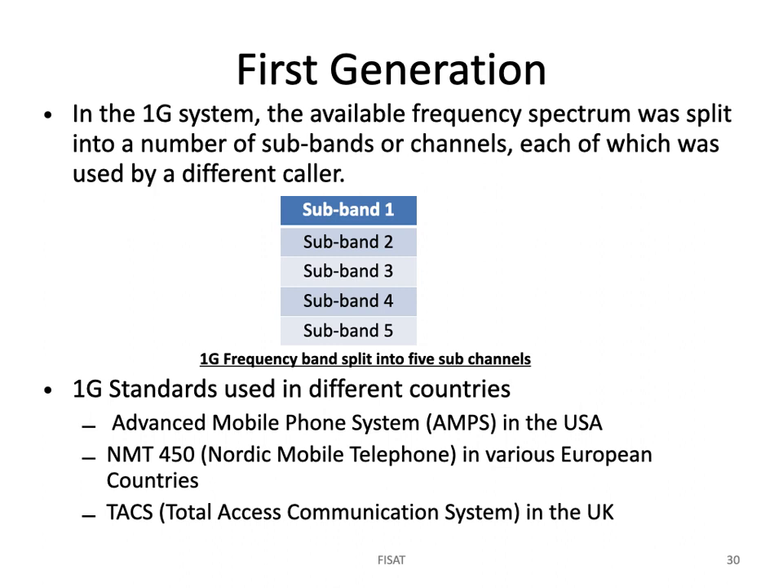In the USA, it is AMPS, that is Advanced Mobile Phone System. In various European countries, it is NMT 450, that is Nordic Mobile Telephone. NMT stands for Nordic Mobile Telephone, a standard used in European countries. And in the United Kingdom, TACS or Total Access Communication System. These are the different standards used by different continents and countries.